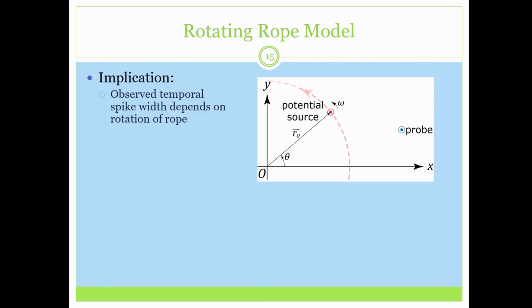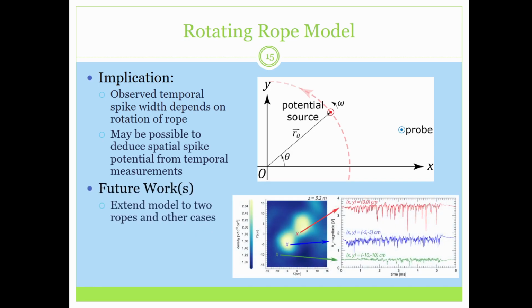Now in closing, I'd like to comment that this model implies that the spike width measured in time could be strongly affected by the rotation frequency of the rope. This means that if the rope rotates faster, then a narrow spike in time may be observed. In addition, the model also suggests that it may be possible to deduce the spatial spike potential by knowing how the rope moves in space and from the temporal measurements of the spike. However, these require further investigation, and a possible extension to a two-flux rope system would therefore be a subject of a future investigation.